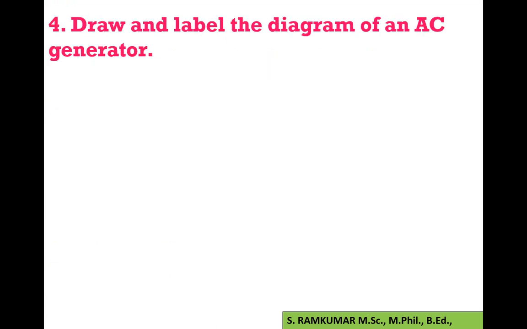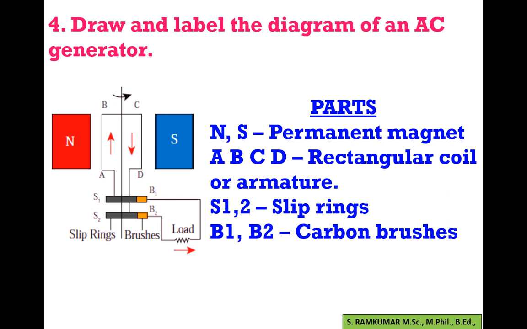Question number 4. Draw and label the diagram of an AC generator. Look at the diagram. So the parts: here N and S indicate the permanent magnet. A, B, C, D is a rectangular coil or armature. S1, S2 are slip rings. B1, B2 are carbon brushes.